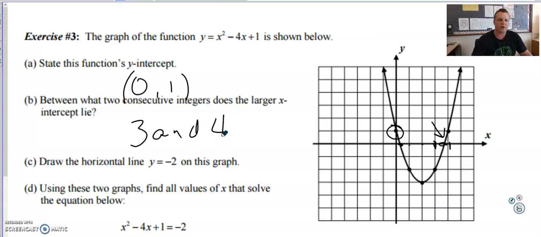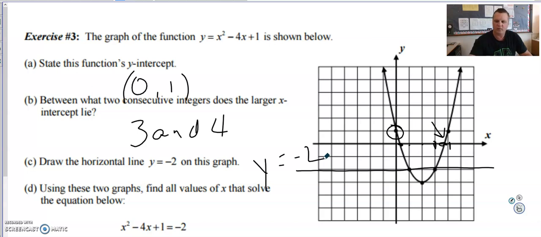Draw the horizontal line y equals negative 2 on the graph. If you don't know, put it in your calculator. Y equals negative 2 right there. Okay? Y equals negative 2. So we drew it. Use these two graphs, find all values that solve the equation below.